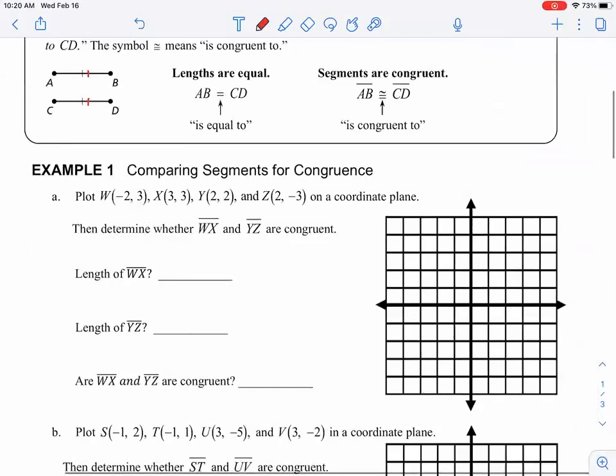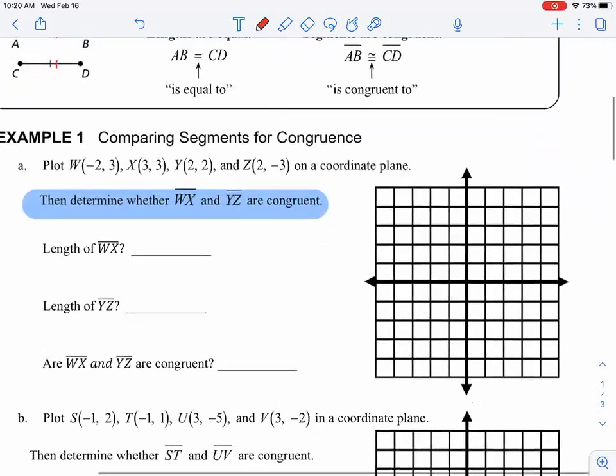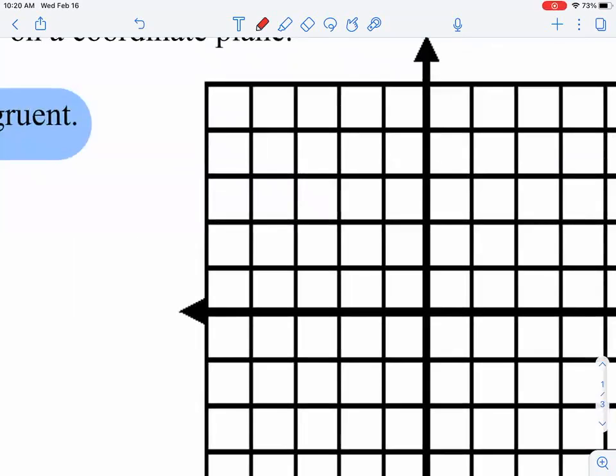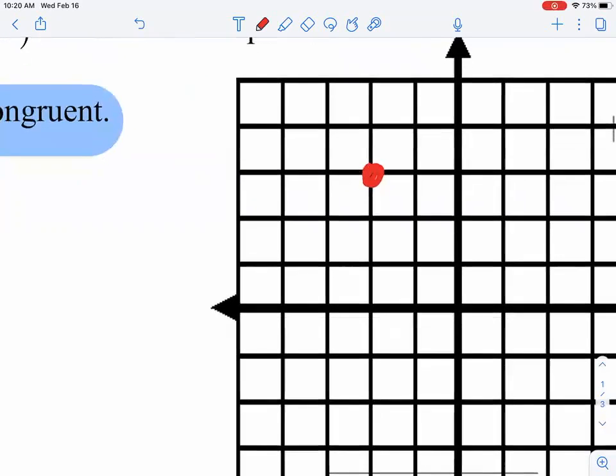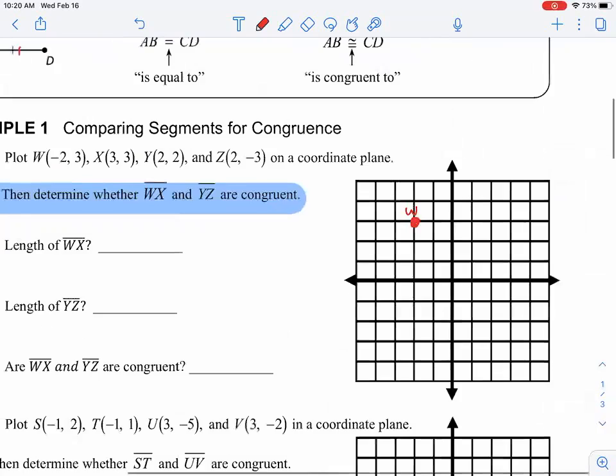The reason I'm making a big deal about that word congruent is because in example 1 here, we are trying to determine whether these 2 segments are congruent. So we're just trying to see, are they the same length? To do that, we're going to plot these points. First, we're going to plot W at (-2, 3). Remember, we always start at the origin, and I go to the left 2 and up 3. And we have a dot at (-2, 3), and I put a W there. So we know that one's W.